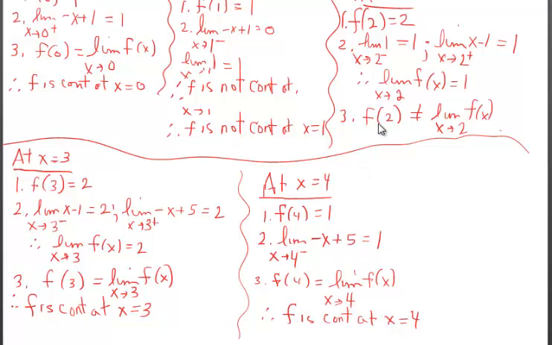And before I kind of close, I want to look back up here. I think I didn't put down the result here that at x equals 2, f is not continuous. So let me do that right now. F is not continuous at x equals 2. We failed the third part of the three-part continuity test.